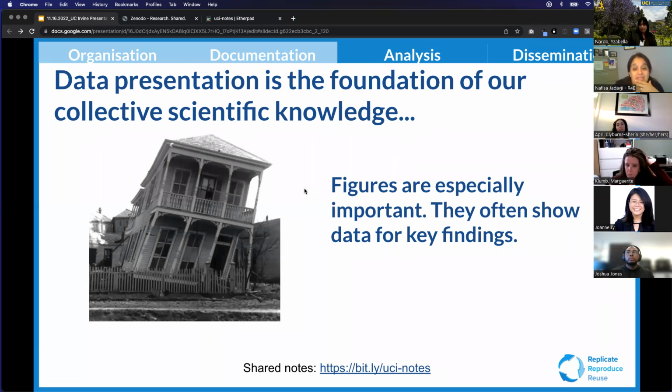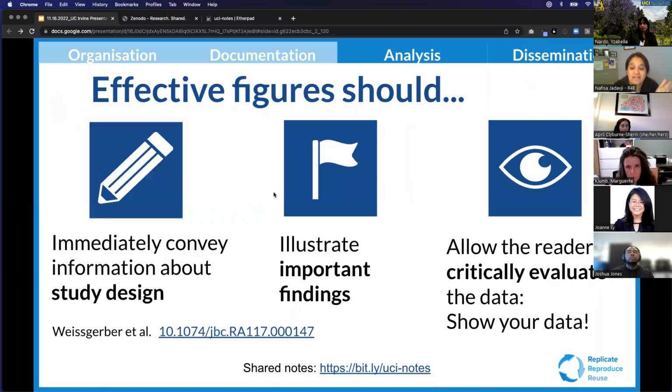And so next slide, we know that it's really important to have effective figures, and these figures should convey information about the study design. So, time points, control groups, they should illustrate important findings. And I think the biggest point here is that you want to create figures or tables, data presentations that allow your reader to really critically evaluate your data.